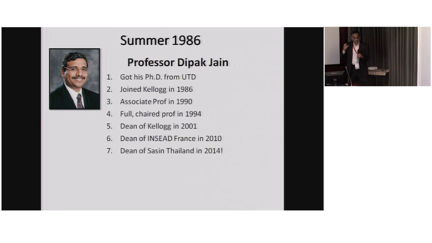Then he developed a certain brain tumor, you would say. So he went back to Kellogg, and the Queen of Thailand came to interview him and take him to Sasin, where Sasin and Kellogg have a joint venture. They were so impressed that she came to Chicago, where he was, and invited him to become the dean. So he's the only person who has been dean of schools on 3 different continents.